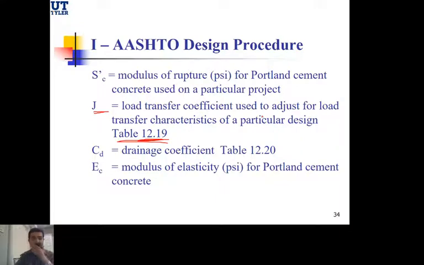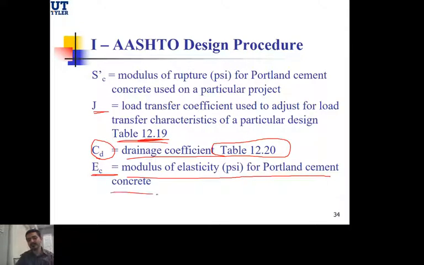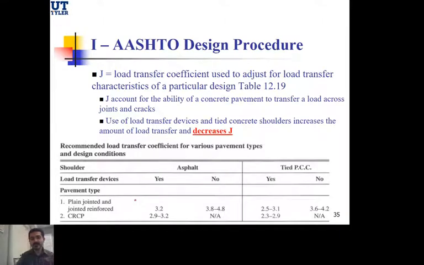If I have some dowel bars that can transfer the load from one adjacent slab to the other, it has some coefficient. If there's not much load transfer, it has another coefficient. CD, this is the drainage coefficient. For some reason, in AASHTO, when they moved from flexible pavement, where they used to call it M, which is the drainage coefficient, for the rigid pavements they call it CD, which is the drainage coefficient, and it has table 12.20. And then EC, this is the modulus of elasticity for Portland cement concrete. So let's get going first with the J.